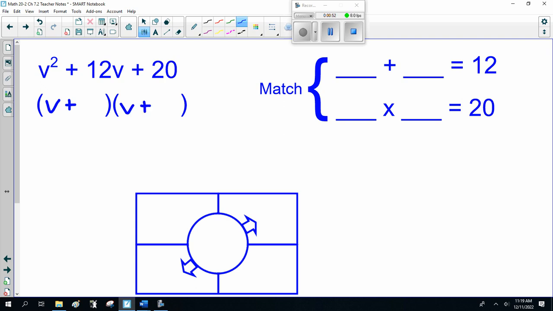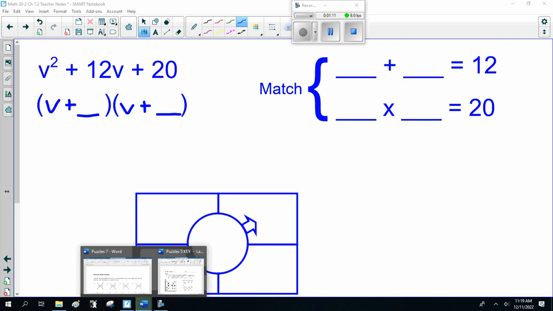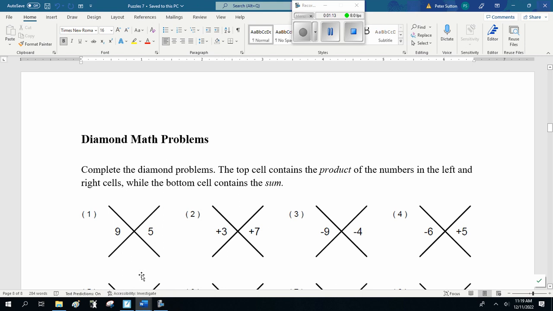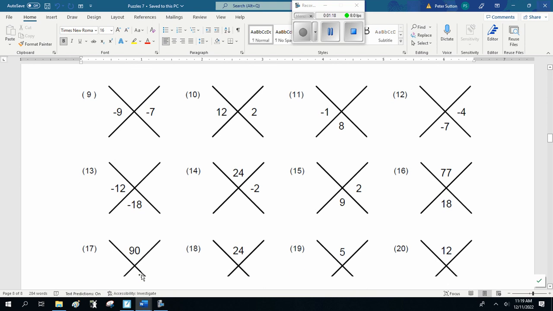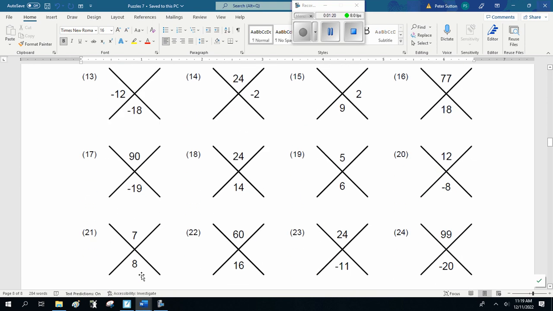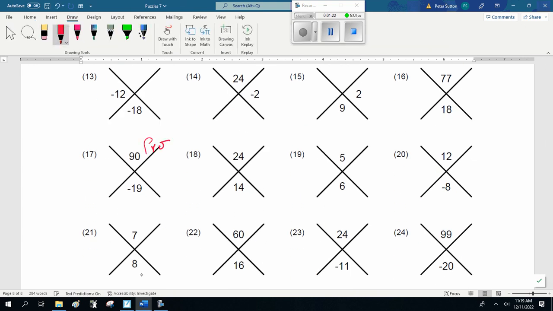Now, this is the only time I'm going to write it out like this. You have two numbers that add together, whatever this number is and this number is, they add together to be 12, but they multiply together to be 20. So, what are those numbers? Now, when you think about that for a sec, I go back to your puzzles. It's diamond math problems. We're getting down to these ones here, where this is the product and the sum.